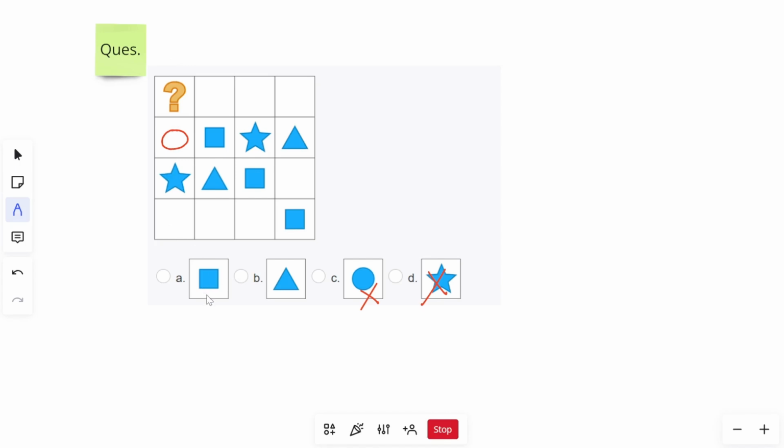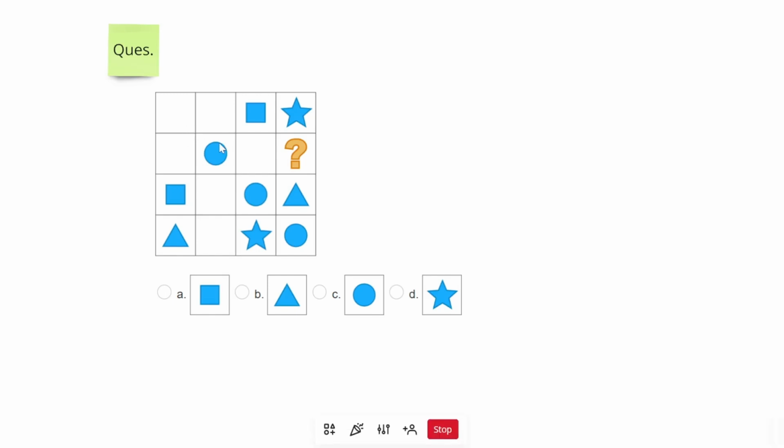We have now two options left, triangle and square. If we put square here, is that possible? No, because in this row already one square is there. So square cannot come here. The only place for square is here in this column. So square will come here and then triangle will come here. So the correct answer for this question is going to be square. That is, the question mark will be replaced with square.